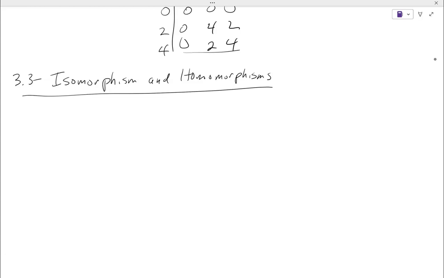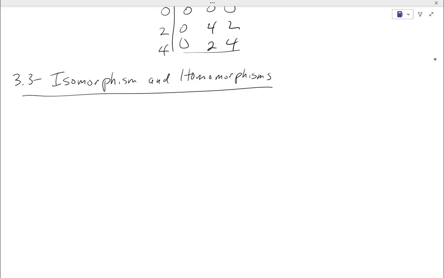All right. So if you know your Greek roots at all, morph is structure-ish, and iso means same. Homo means kind of a similar idea. So the isomorphism, what we'll talk about to start with, literally means same structure. Okay, so what do we mean by that?